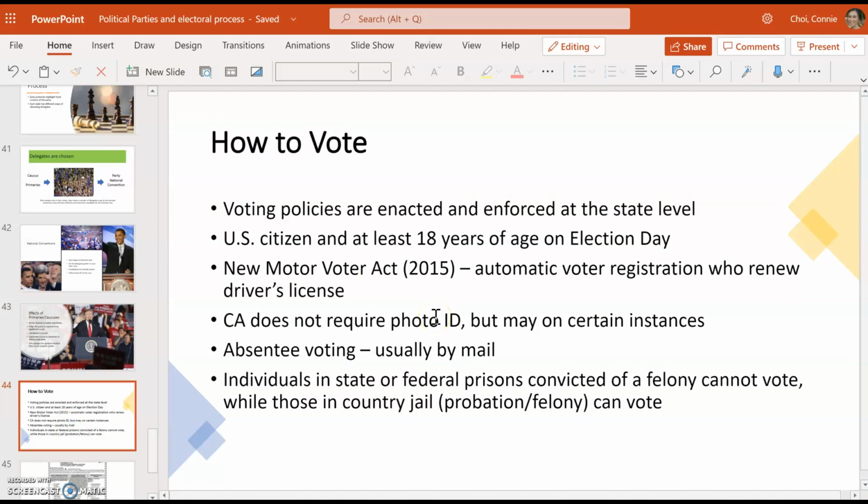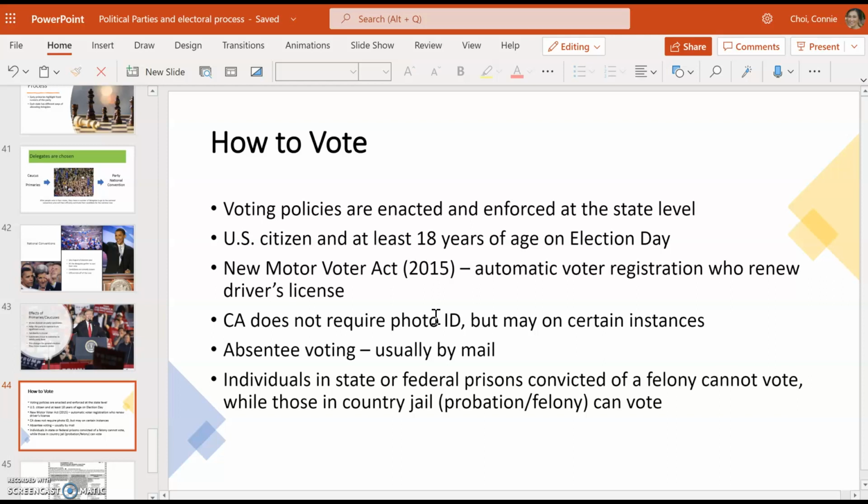Now, how do you vote? Like in California, how do you vote? Voting policies are enacted and enforced differently by state because this is a reserved power. You must, of course, be a U.S. citizen and at least 18. This applies in all states.